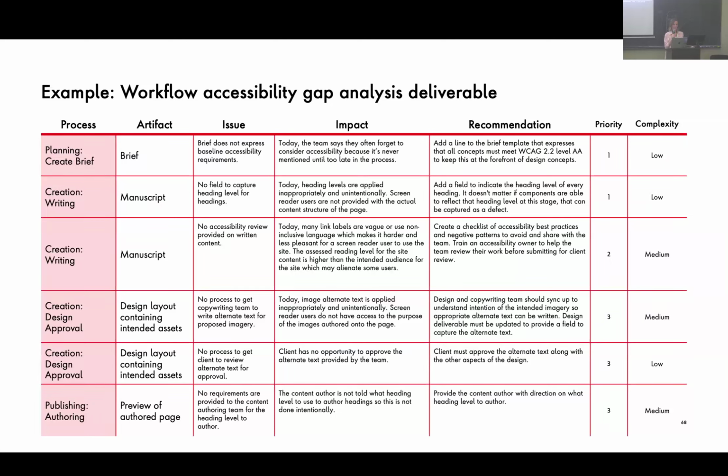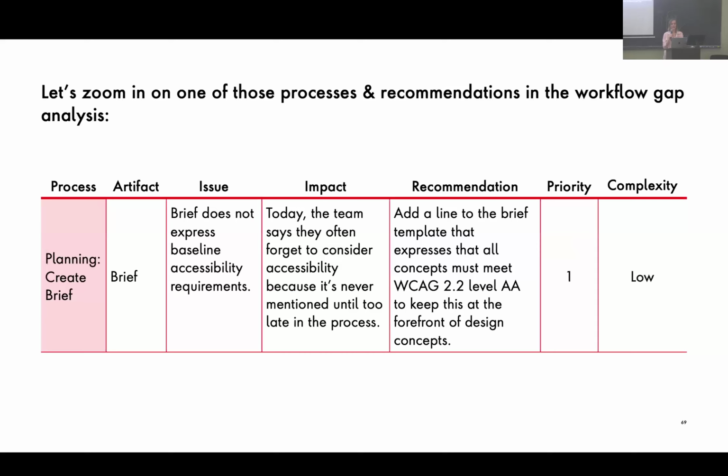Okay, this is too small though. Nobody can read this text. So I'm just going to zoom in on one of these rows. For example, I'm going to zoom in on one of these processes and recommendations that somebody had. This is from an actual deliverable that we provided. Okay, so process is planning, creating the brief. The artifact that we reviewed is the brief itself. The issue that we uncovered is the brief does not express baseline accessibility requirements.